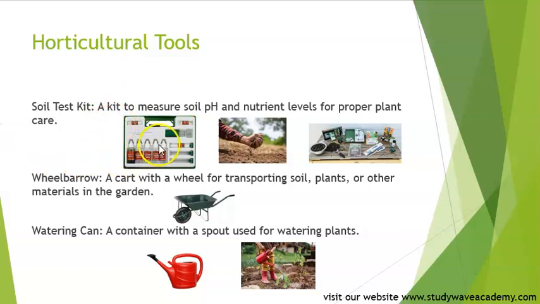Soil test kit, a kit to measure soil pH and nutrient levels for proper plant care. Wheelbarrow, a cart with a wheel for transporting soil, plants or other materials in the garden. Watering can, a container with a spout used for watering plants. So these tools are used for gardening. Okay?